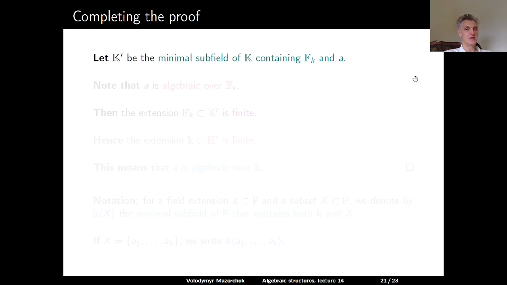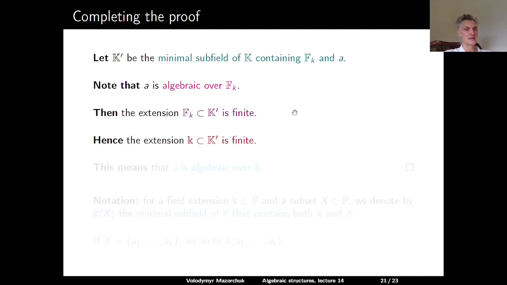At the same time, consider capital K prime. Let's define it as a minimal subfield of capital K, which contains both F_k and a. Note that a is algebraic over F_k. This means that the extension from F_k to K prime is finite, because we just add one element. And hence the extension from little k to capital K prime is finite, due to the transitivity of finite extensions. But then any finite extension is algebraic, which means that a is algebraic over k.